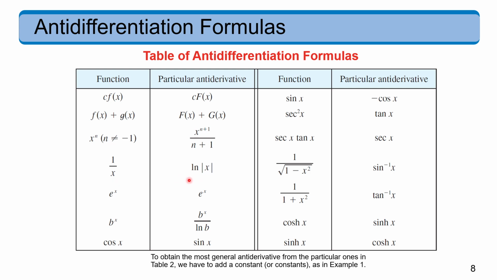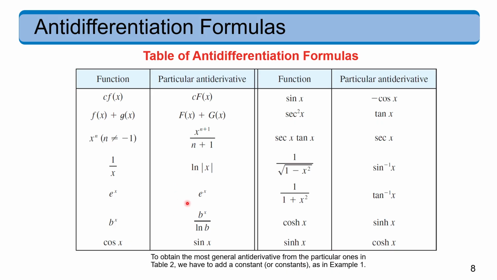So this is just the reverse of the law we learned earlier, that the derivative of natural log absolute value of x is 1 over x. So here it's framed in terms of antiderivatives, right? The antiderivative of 1 over x is natural log absolute value of x. And this is one we actually just did recently in an example.